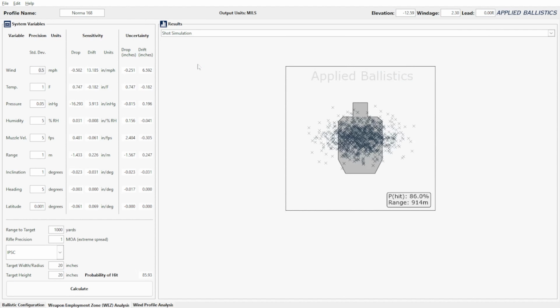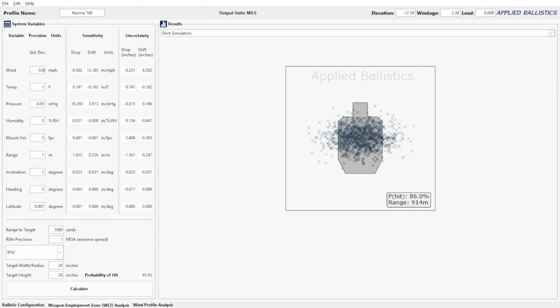So shot simulation is always quite interesting. That simulates 1,000 shots with all the variables that we've input. And you can see at our range of 914 meters, which is 1,000 yards, we've got a hit probability of 86%. And we can see that we're mostly missing to each side. That will be because of this wind variable here.